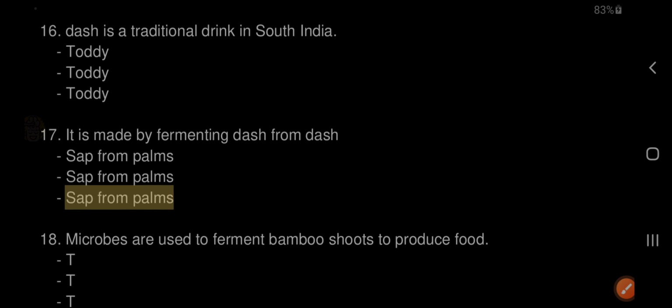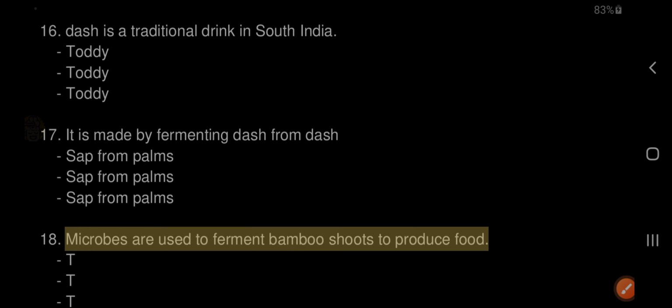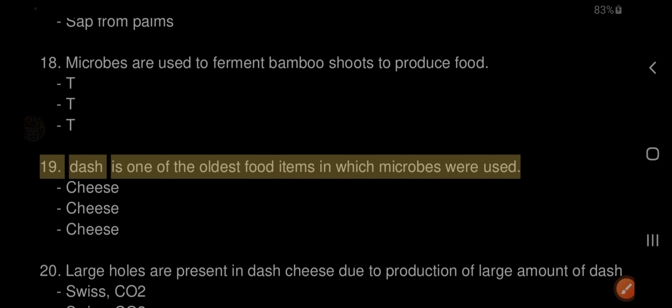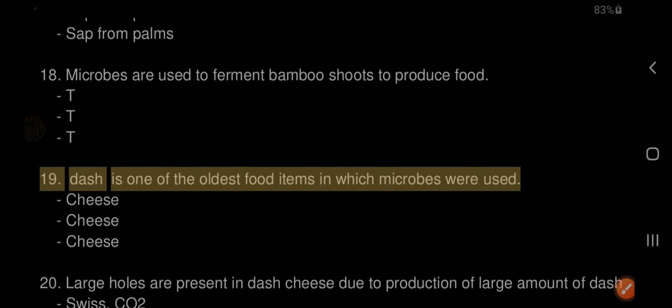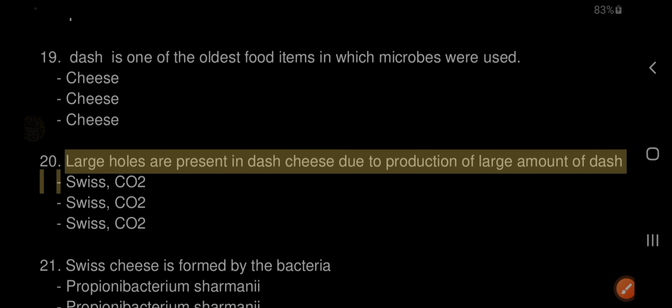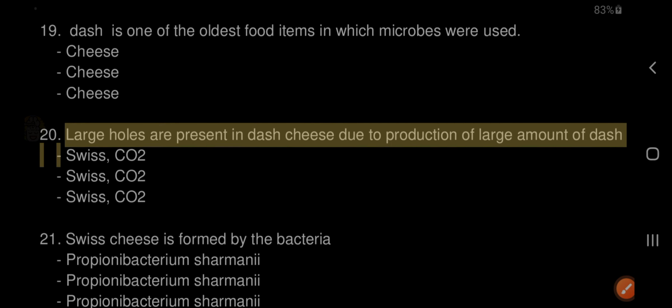18. Microbes are used to ferment bamboo shoots to produce food. True. 19. Cheese is one of the oldest food items in which microbes were used. 20. Large holes are present in Swiss cheese due to production of large amount of CO2.